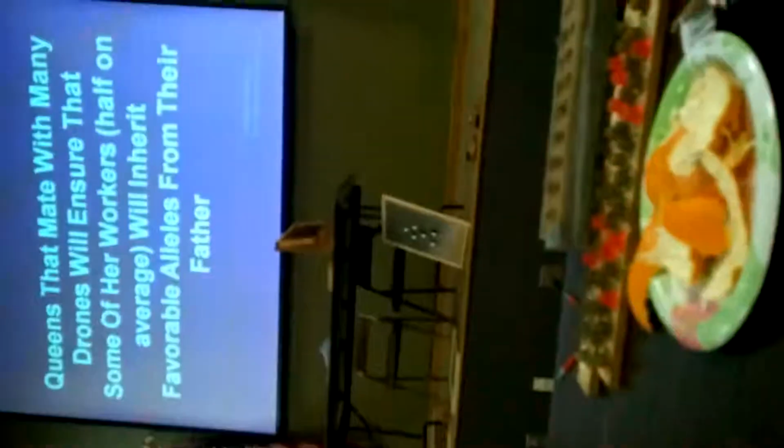Queens that mate with many drones will ensure that some of her workers will inherit favorable alleles from their father. When they mate with only a single drone, then all the favorable ones that drone has, as well as all the unfavorable ones, will be shared with her. But when you've got multiples, and you look at the population as a whole, those unfavorables will be in a minority within that population because of mating with numerous drones. A queen that mates only with a single drone runs the risk of carrying alleles that are susceptible to a particular disease.